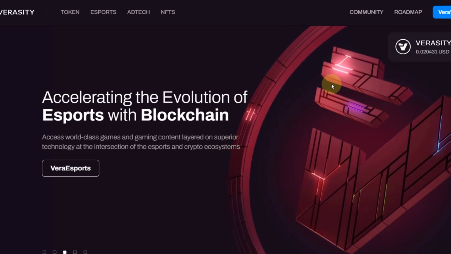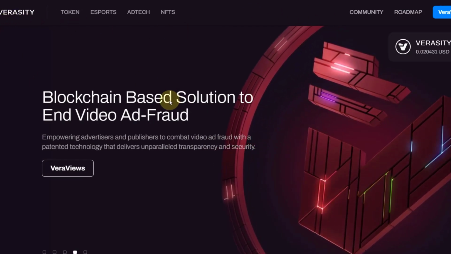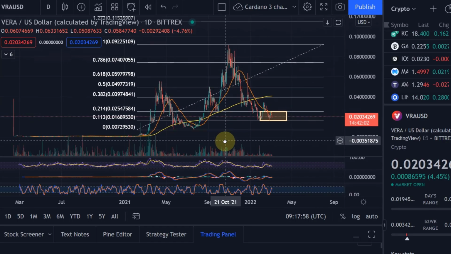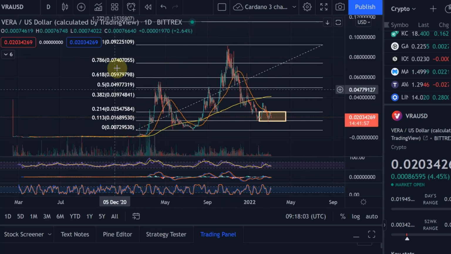So there you go. I've added that today, and as the icing on the cake, we are also going to do a TA on Verasity. This is Verasity VRA. Prices come from Bittrex here. What we see here on the chart are currently the Fibonacci levels laid out.